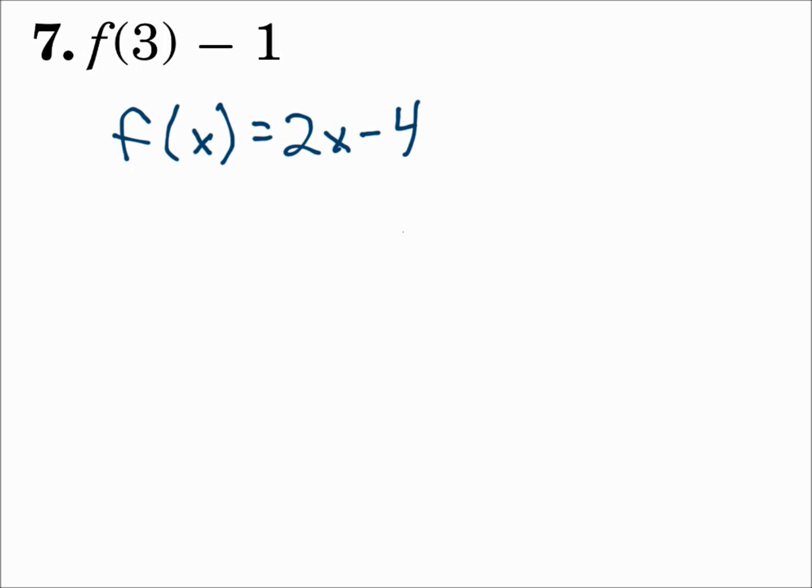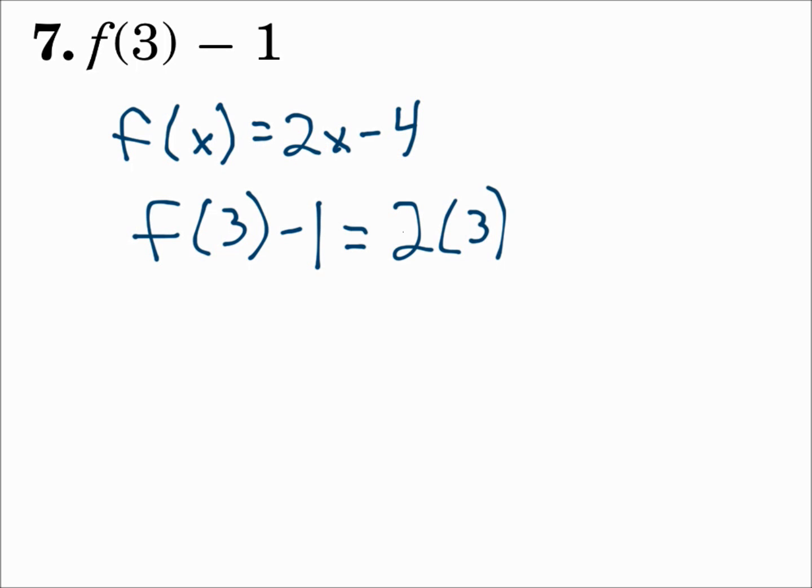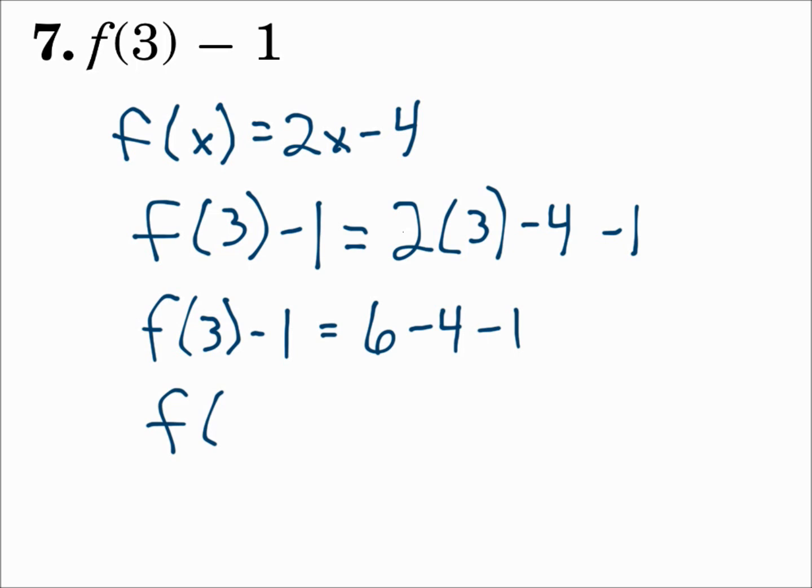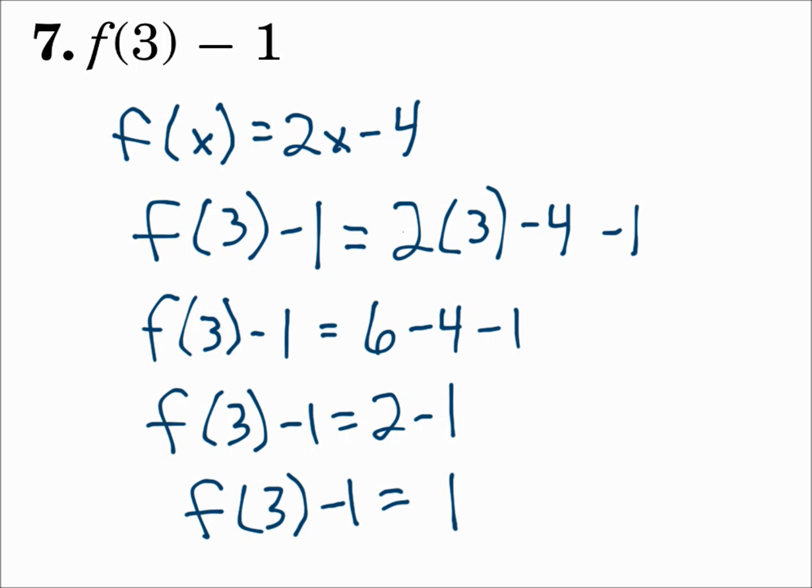Number 7, f of 3 minus 1. Notice the difference. We're going to find f of 3, and then we will subtract 1. So substitute 3 for x, because that's what's in parentheses. And then after you do 2 times 3 minus 4, subtract 1 from that. So that gives you 6 minus 4 minus 1, which is 2 minus 1, which is 1. Be careful with these. If there's something extra or strange, make sure you account for it.